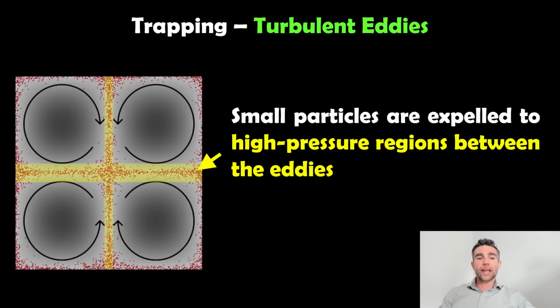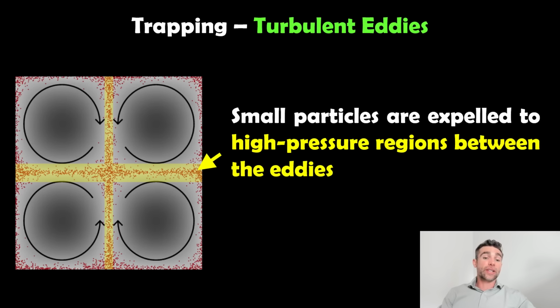What happens here is the small particles are expelled to the high pressure regions between the eddies. You've got all of these different turbulent eddies in the gas disk, and around the outside of those you've got high pressure regions. The particles are pushed out into those, the density of the particles gets greater, and they're able to grow and go past the barriers.